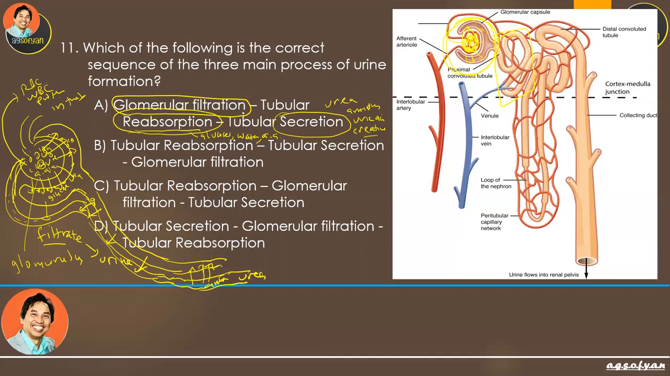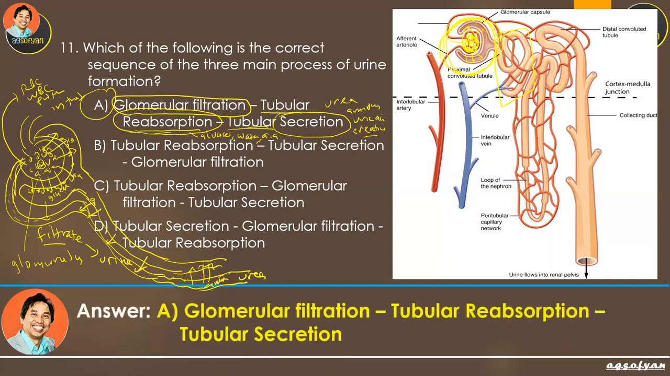It starts with glomerular filtration happening in this renal corpuscle. The second process happens in the tubule, therefore the name is tubular. Tubular reabsorption and tubular secretion. So that should be the answer: filtration, reabsorption, and secretion.